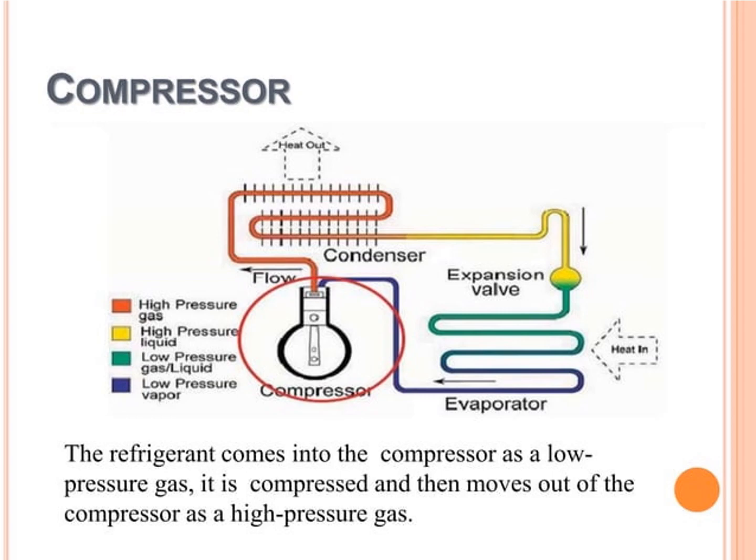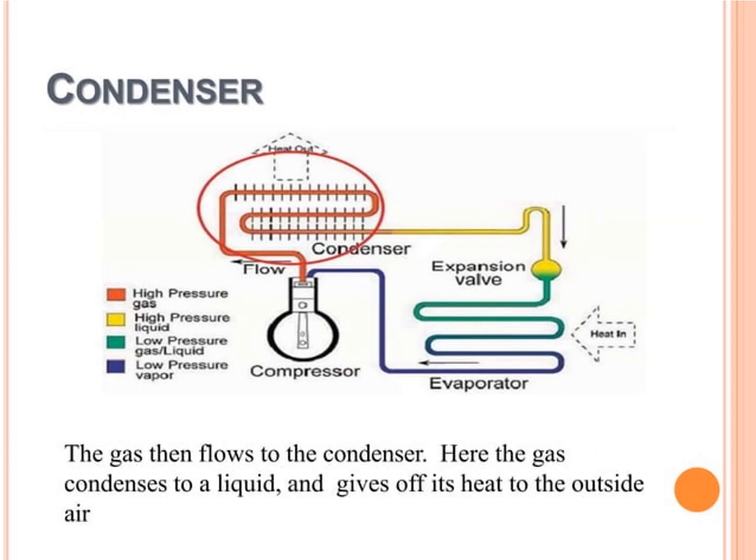So the low pressure gas, that is in green color, is compressed and then moves out of the compressor as a high pressure gas. So the low pressure to high pressure, then the compressor process is done. So this is the compression, and next one is the condenser.